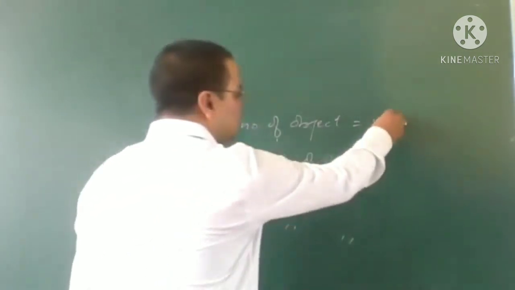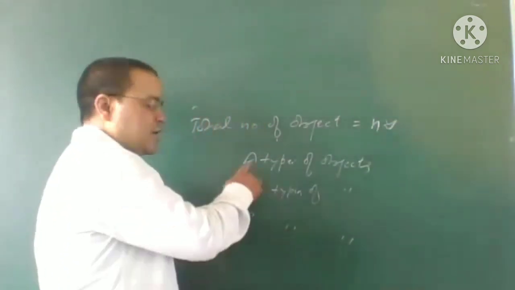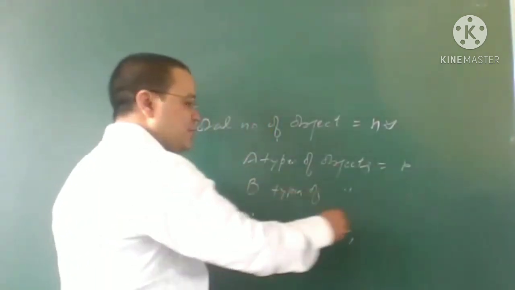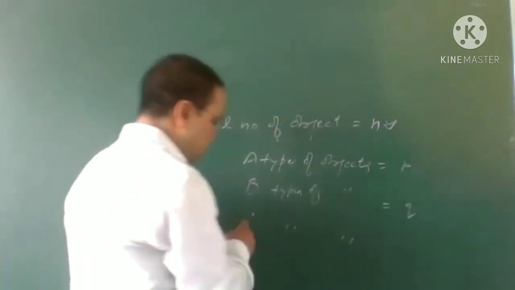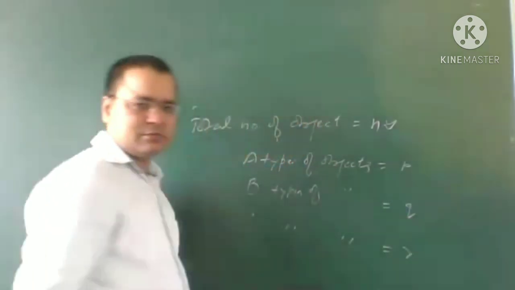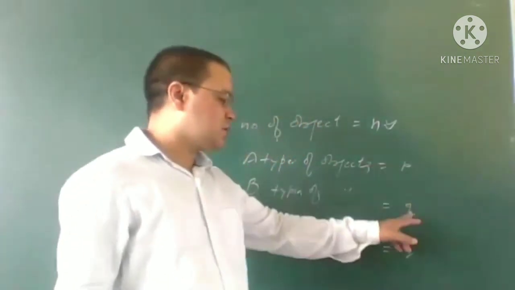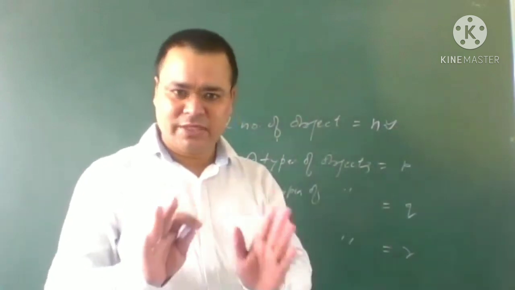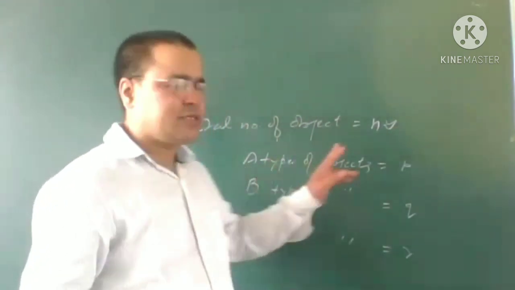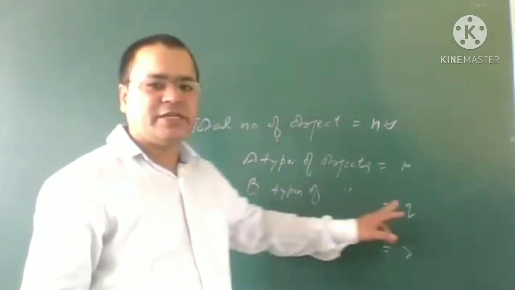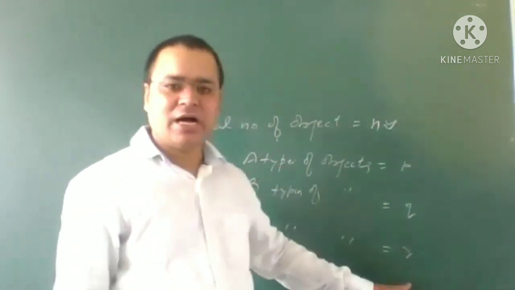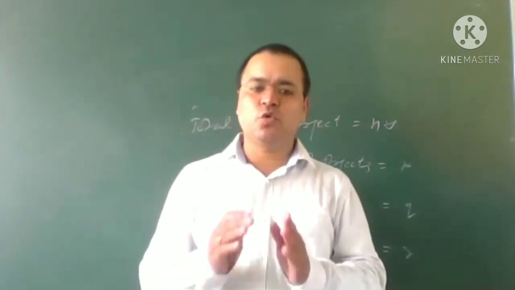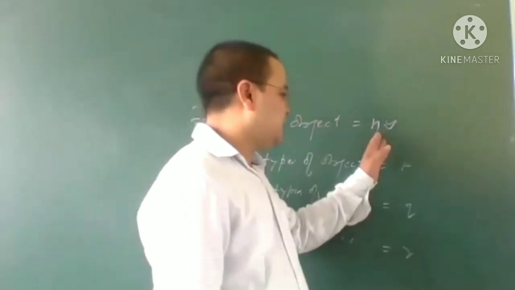Let out of n objects, A type of object is P, B type of object is Q, and C type of object is R. And P plus Q plus R is equal to n. Their total number of n objects. A type of object is P, B type of object is Q, and C type of object is R. Then P plus Q plus R is equal to what? That is n. Means total number of objects is n.